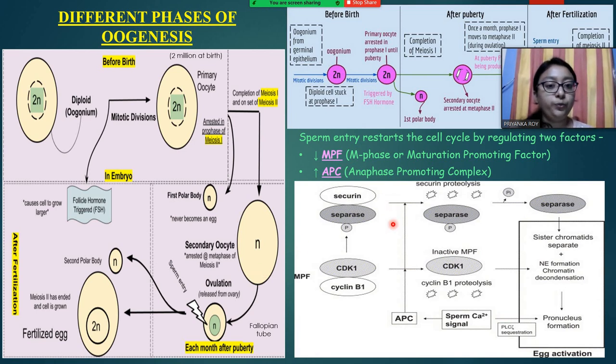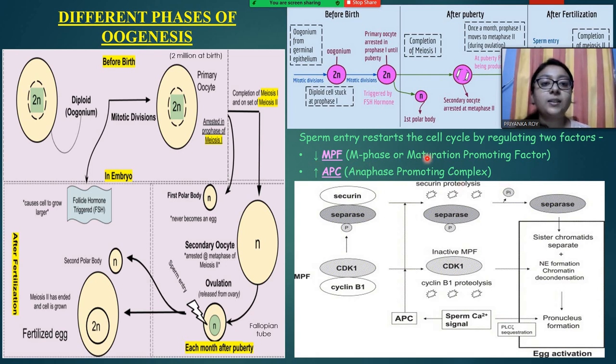Okay, so moving on with the interesting part, how the sperm entry actually triggers this maturation of the ovum. Two factors are very important. Sperm entry restarts the cell cycle by regulating these two factors. One is MPF, the M phase or maturation promoting factor, and the other is the APC, anaphase promoting complex. So it decreases MPF and increases APC, thereby restarting the cell cycle.